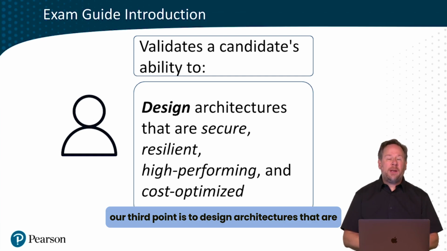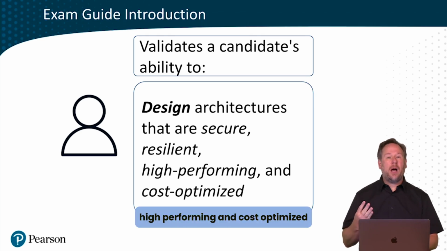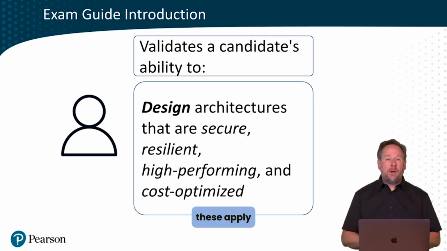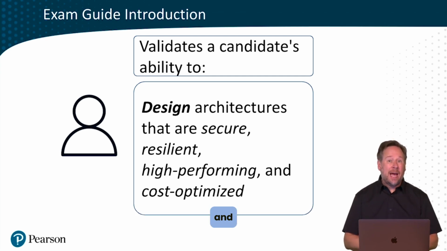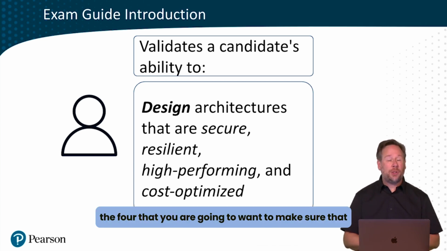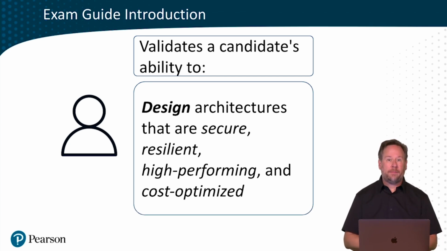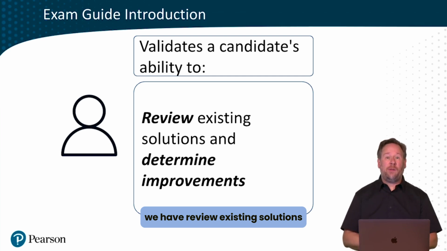Our third point is to design architectures that are secure, resilient, high-performing, and cost-optimized. These apply exactly to the 4 question domains for this exam, and they are exactly 4 pillars of the well-architected framework. These are the 4 that you are going to want to make sure that you've read those individual pillar white papers on. And for our final section, we have review existing solutions and determine improvements.